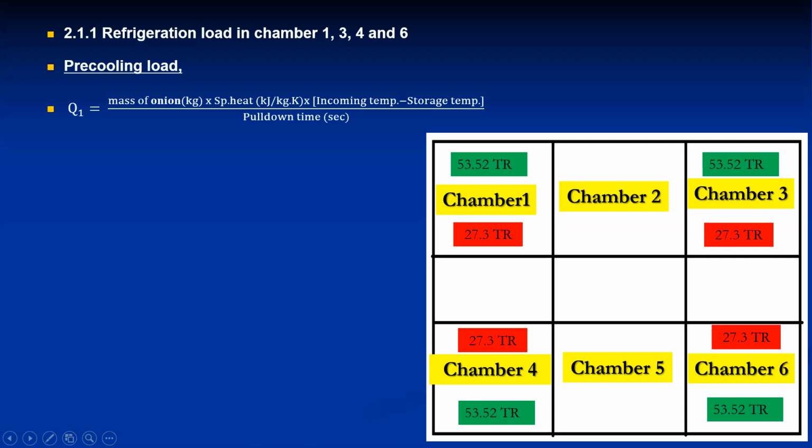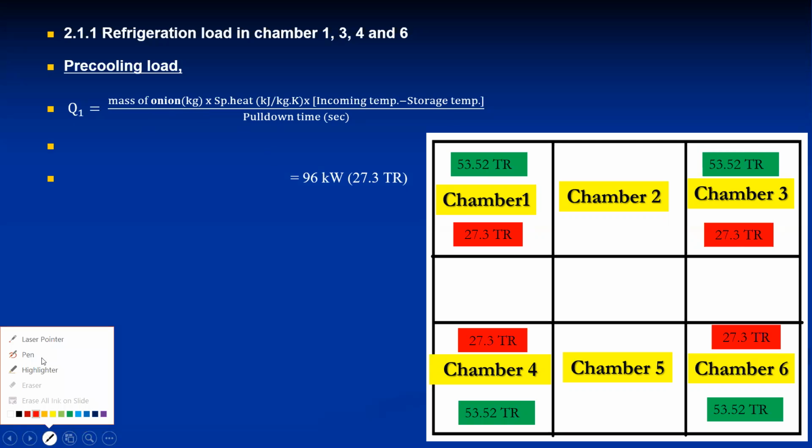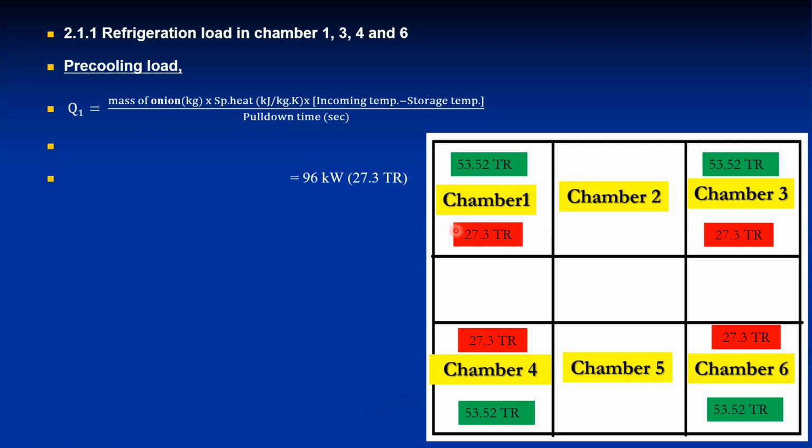First, we'll discuss chambers 1, 3, 4, and 6. For the pre-cooling load, m Cp delta T, we have already decided the quantity is 200 metric ton. The specific heat is known to us, and so the pre-cooling load is around 27.3 TR in each chamber. So for chambers 1, 3, 4, and 6, 27.3 TR is the refrigeration load of that particular chamber only for pre-cooling purpose.